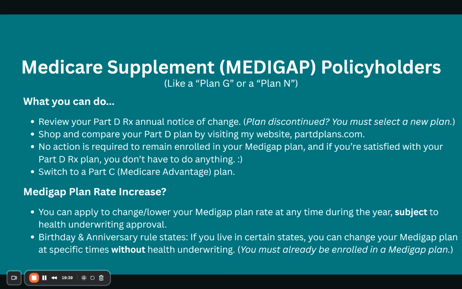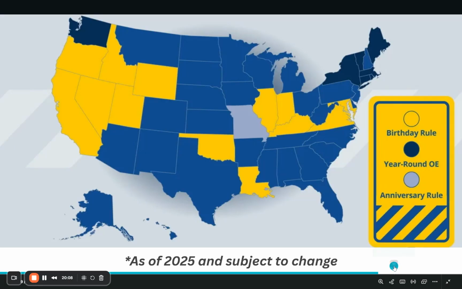All right. Now, have you received a Medigap plan rate increase? Well, you can apply to change or lower your Medigap plan rate at any time during the year, subject to health underwriting approval. Now, there are some birthday and anniversary rule states out there. So if you live in certain states, you can change your Medigap plan at specific times without health underwriting. But you must already be enrolled in a Medigap plan to do this. And here's a list showing you some of these states.